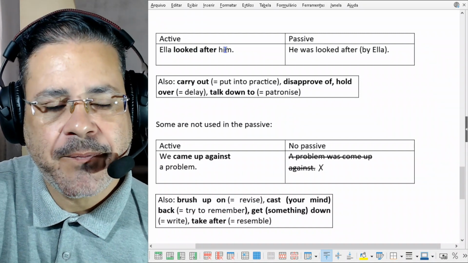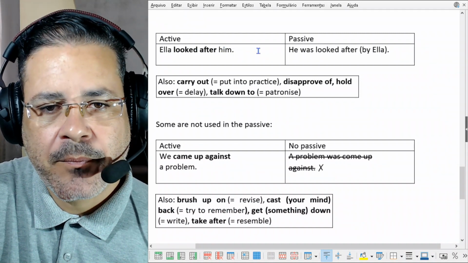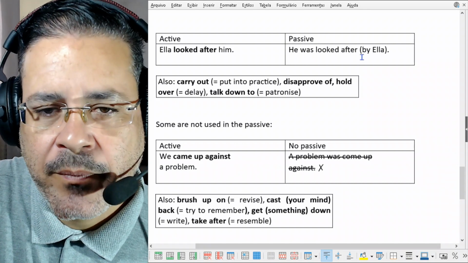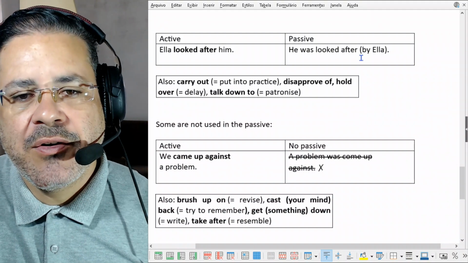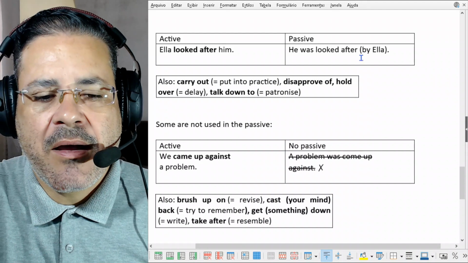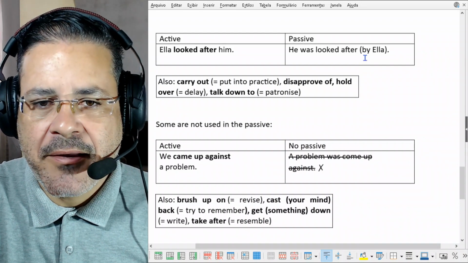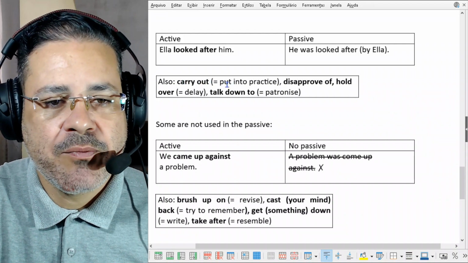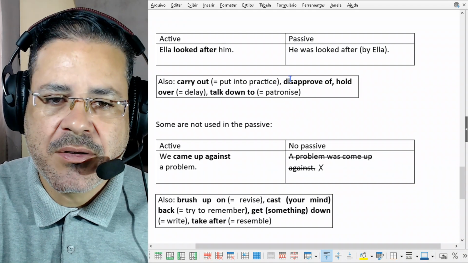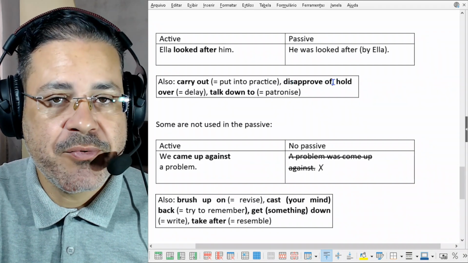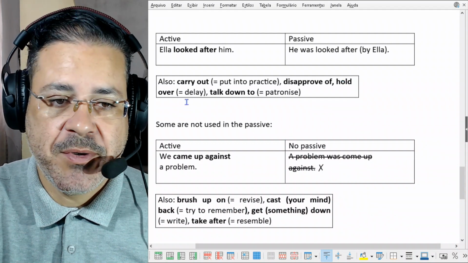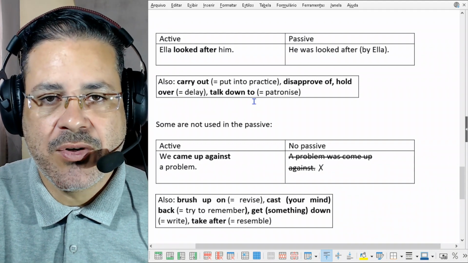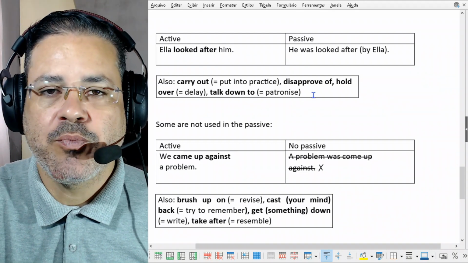Ella looked after him. Passive: he was looked after. If you want to mention the agent, you should use: he was looked after by Ella. Also with the verbs carry out, that means put into practice, disapprove of, hold over, which means to delay something, and talk down to, that means to patronize.